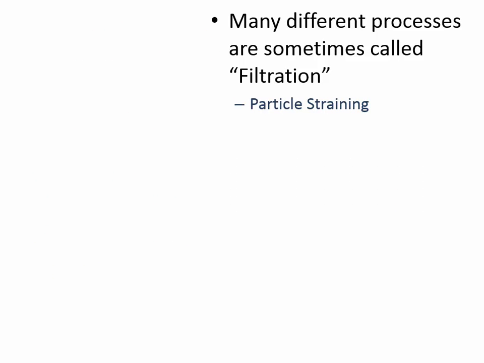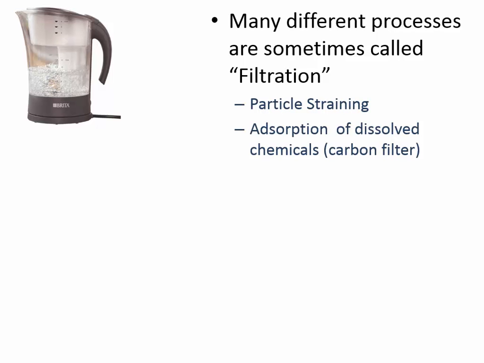So particle straining is one kind of filtration, but that's not what happens in a sand filter for water treatment. It turns out that the particles are too small. We can't remove them by straining because sand particles are very large. So how is it that you can use big sand filters to remove the tiny particles in water treatment?